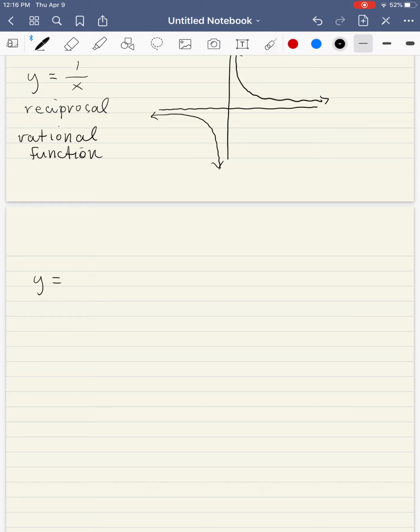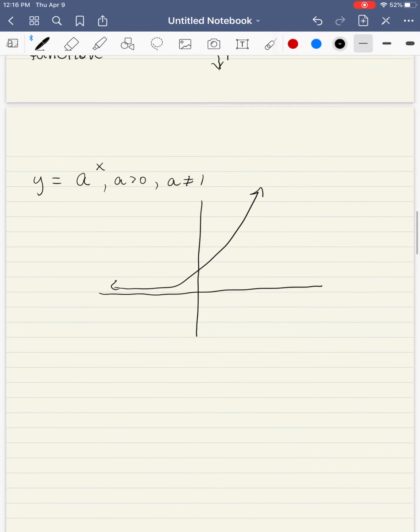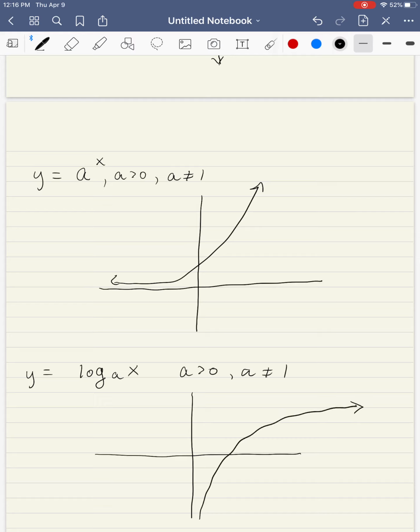And then towards the end of the semester, we're going to look at two more functions. The exponential function, where a is some number that is positive and not equal to 1, and we'll have this basic shape. And the logarithm base a, and again, a has to be positive and not equal to 1. We're going to see that it looks like this.